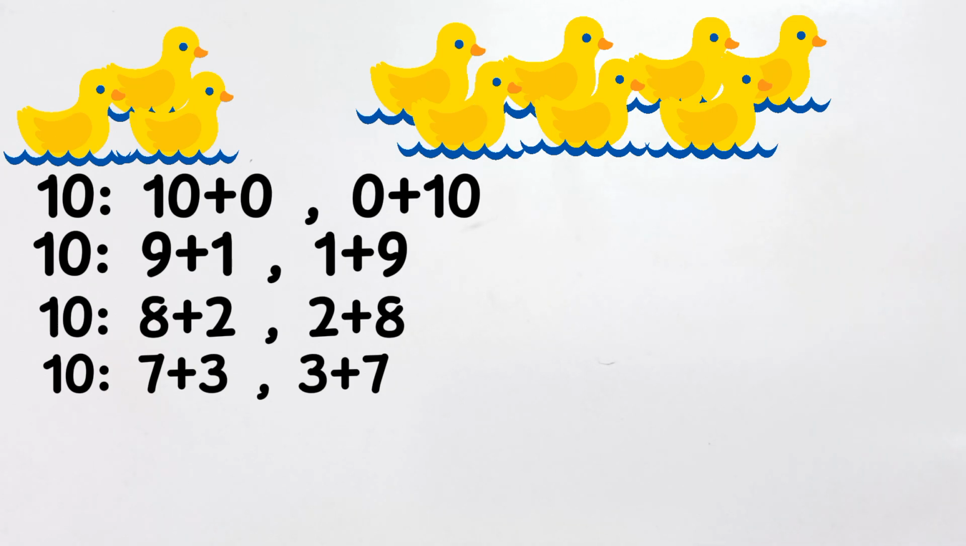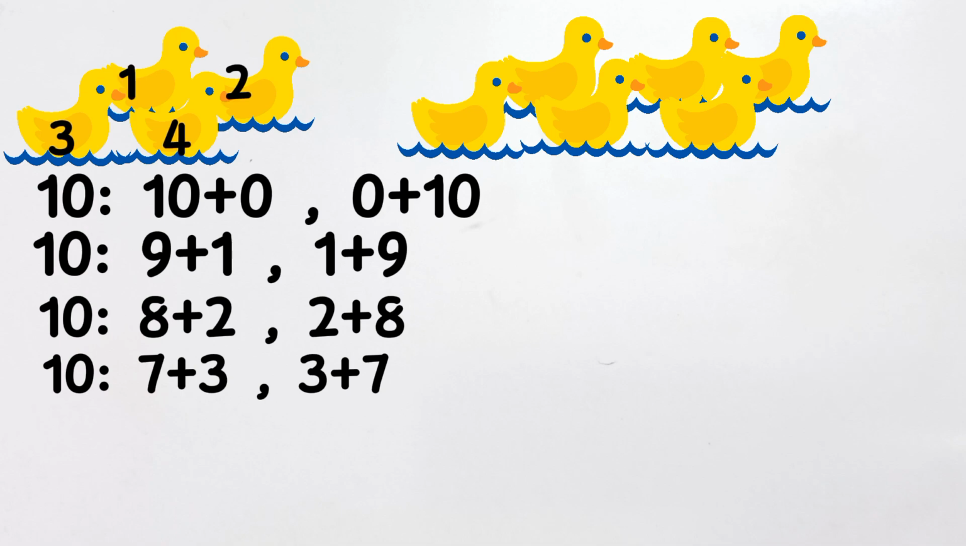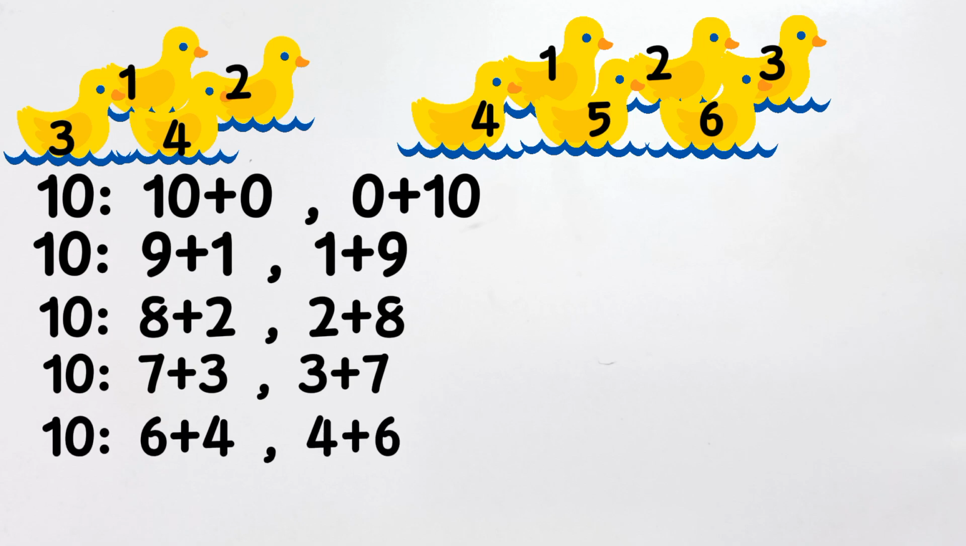Now another duckling drifts away and joins the group of 3, making it a group of 4 ducklings. And there are 6 ducklings left behind. Now there are 2 groups of 6 ducklings and 4 ducklings. This gives us two number bonds of 10, 6 plus 4 and 4 plus 6.